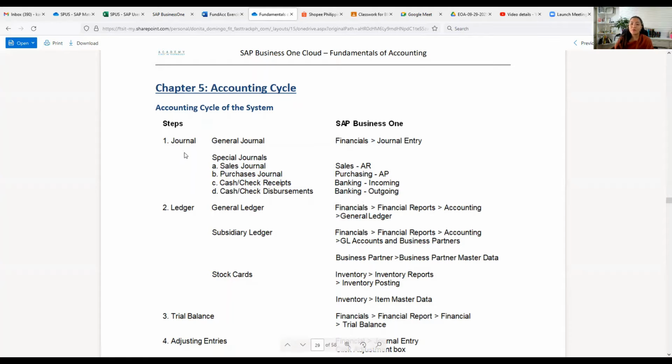The steps should be journalizing. The accounting cycle of the system will include journalizing, which includes the general journal. Under the general journal, we will have special journals: sales journal, purchases journal, cash or check receipts, and cash or check disbursement. Then under Business One, you need to go to financials, then journal entry. If it's a sales journal, then it's sales AR. If it's a purchases journal, it's purchasing AP.